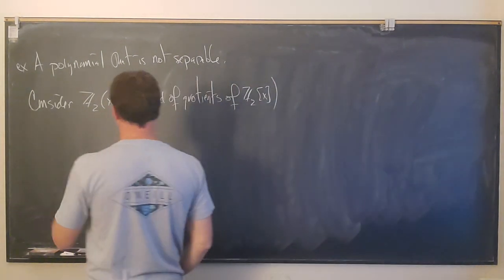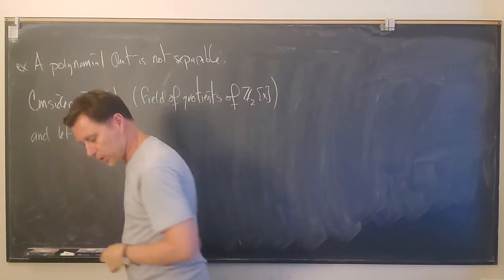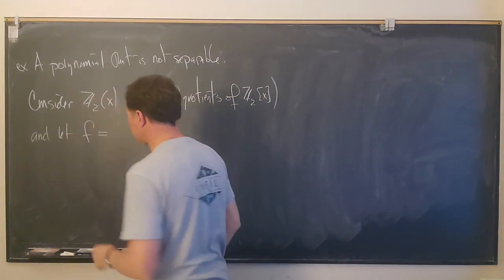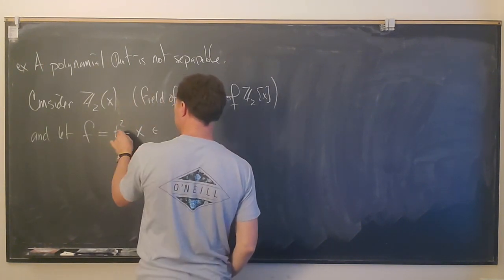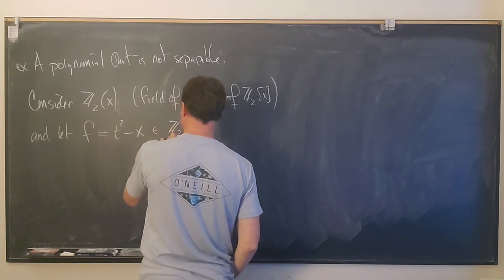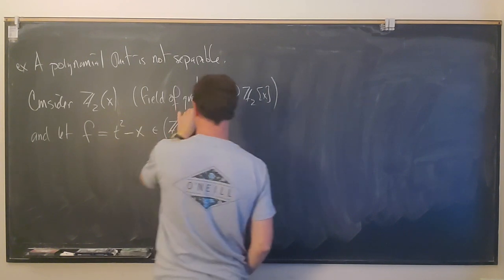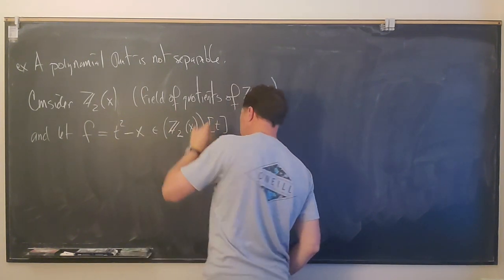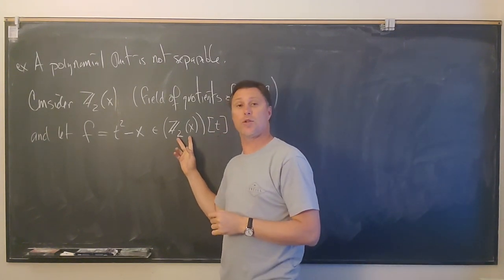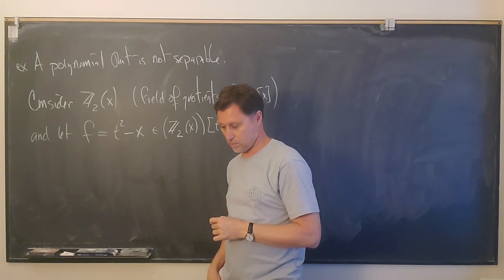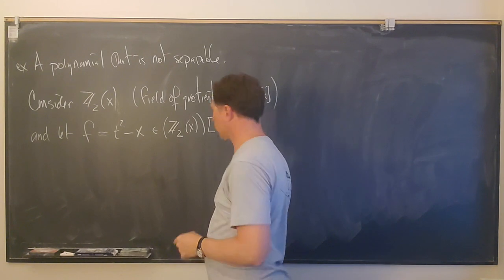Okay, and so here's where we want to work, and we'll let f be the polynomial. It's not an overly complicated polynomial. It's just t squared minus x. Here, we want to view this polynomial as living in Z2 parentheses x bracket t. So these are polynomials with variable t, coefficients in Z2 parentheses x.